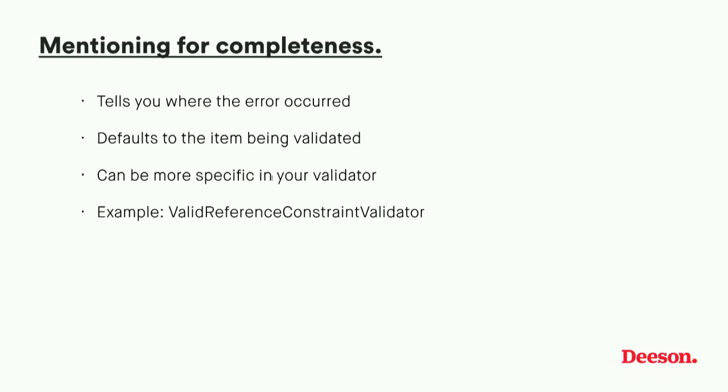It's the property path. Suppose there's an error, it tells you where it occurred. So follow me on this one. The property path defaults to the item being validated. So if you just want to throw an error from your validator for the thing that is being validated, don't do anything. Just throw that error. You don't need to worry about the property path.